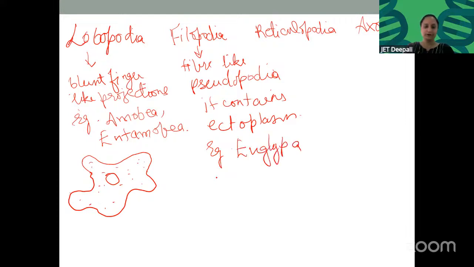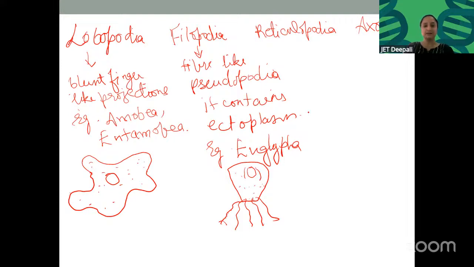How will you draw it? Diagram of Euglypha. Very simple. You have to draw this kind of shape. Flagella are there, tentacles and all these things. Their contractile vacuole, their endoplasmic reticulum, all the things are filled here. And this is called Euglypha.